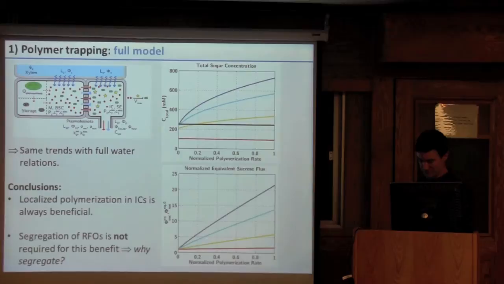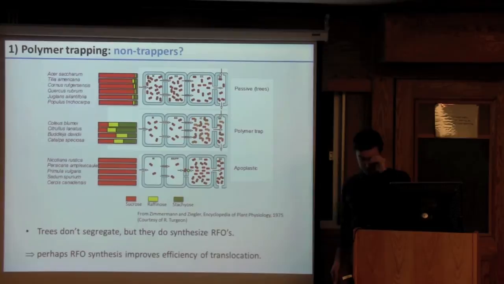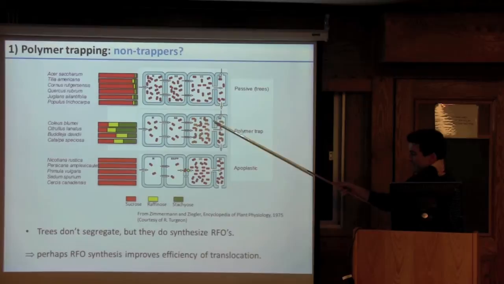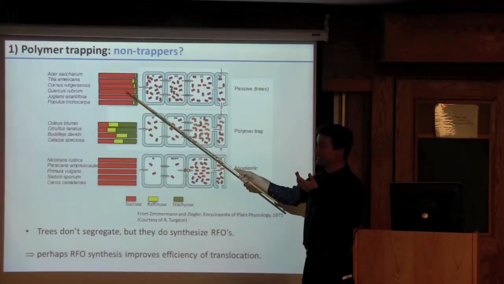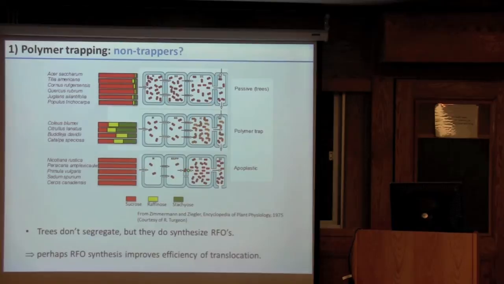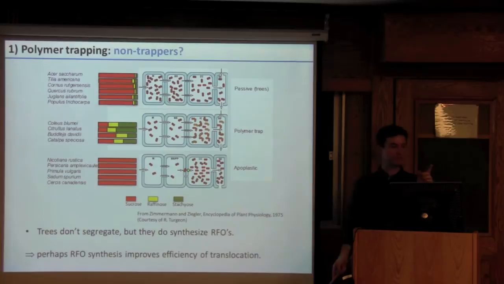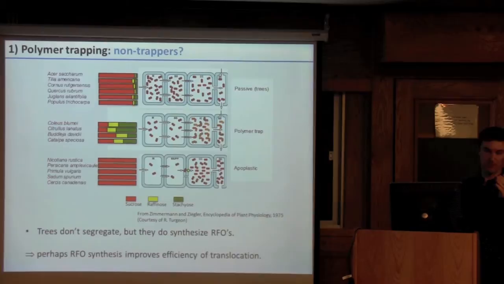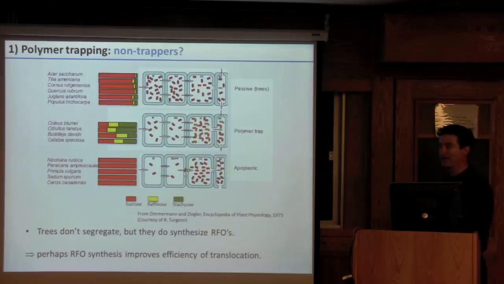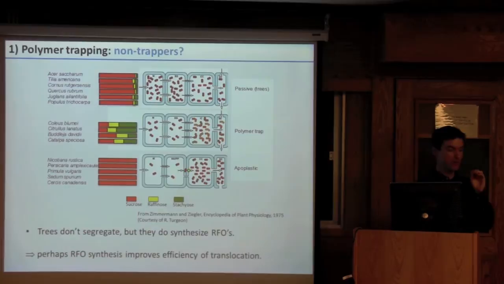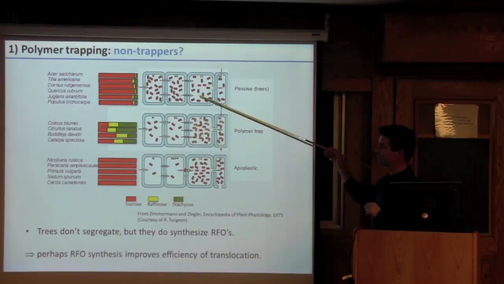So one interesting idea that emerged from Jean's model is, and here Bob pulled together this set of data showing that a lot of passive loaders, in particular trees, which surprisingly you'd think trees are always classified, the big guys who have to export over meters and meters and meters are all passive, okay? But they do polymerize, oligomerize, okay? They oligomerize, they don't segregate. But what Jean has shown in this model is that any polymerization is good polymerization. You're taking away that sucrose, increasing that gradient, and so there's some possibility that these guys are another version of polymer trappers that take advantage of the increased translocation efficiency without worrying about segregation. Okay.